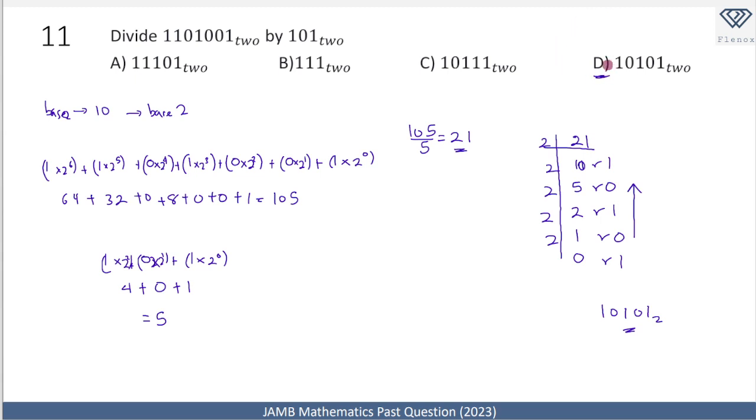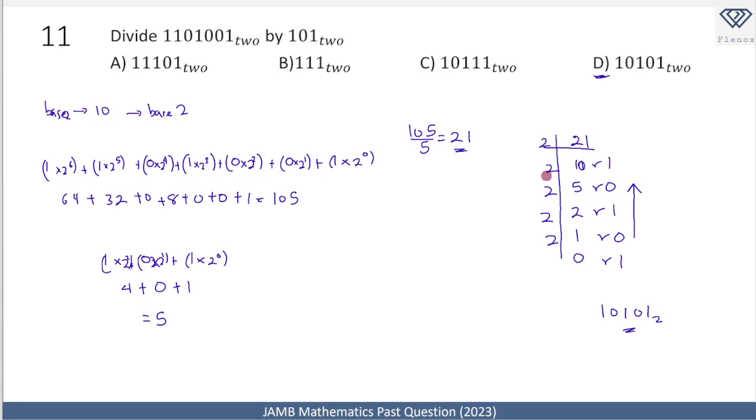So again, to simplify, what have I done? I've converted both numbers to base 10, then divided them normally as you would, and converted the result back to base 2. Now, for more explanation on number base conversion, I've included the link to a full tutorial on that subject in the description.